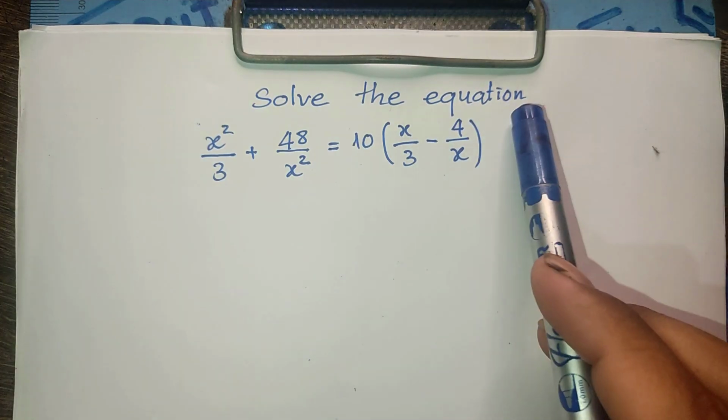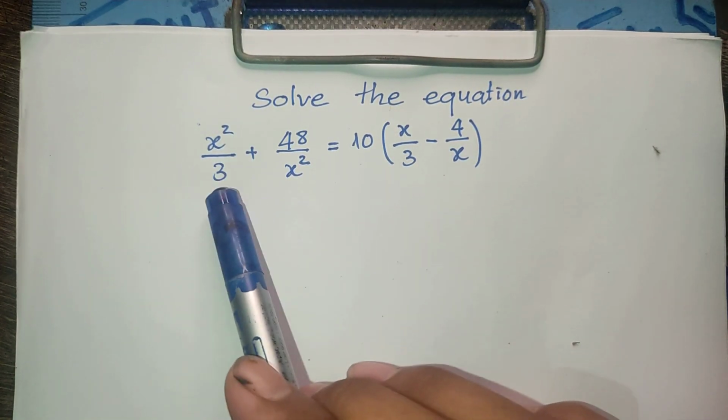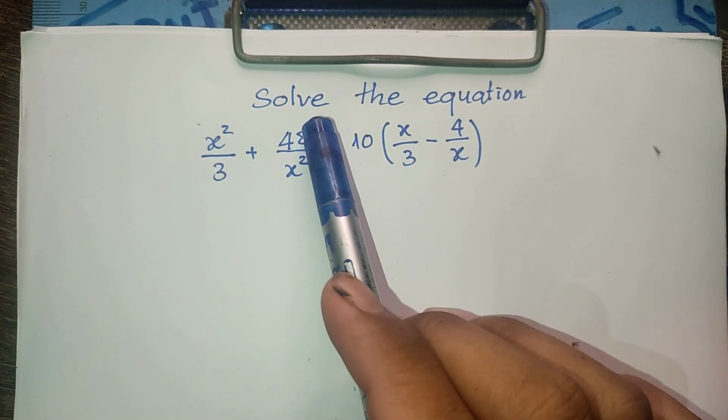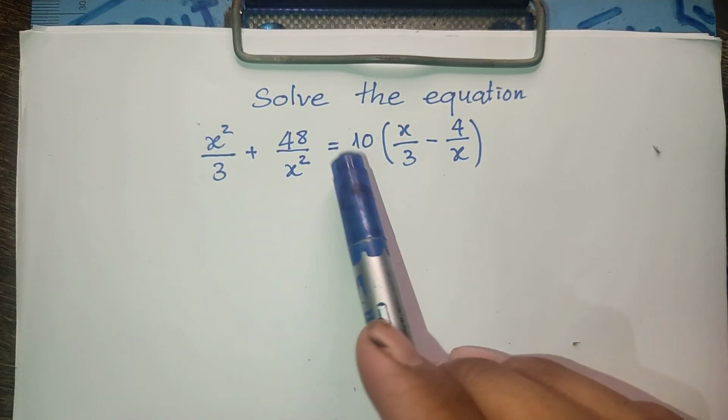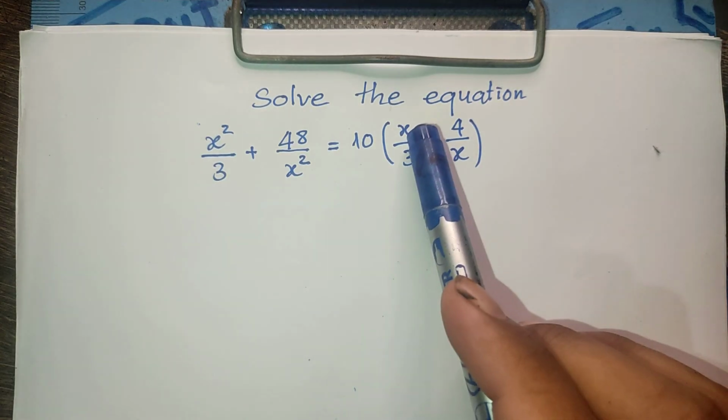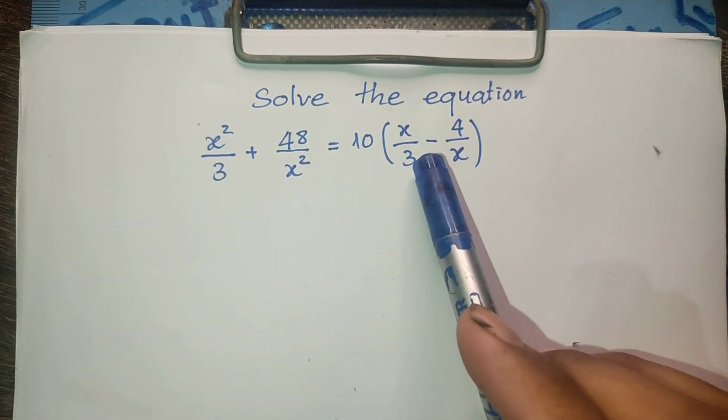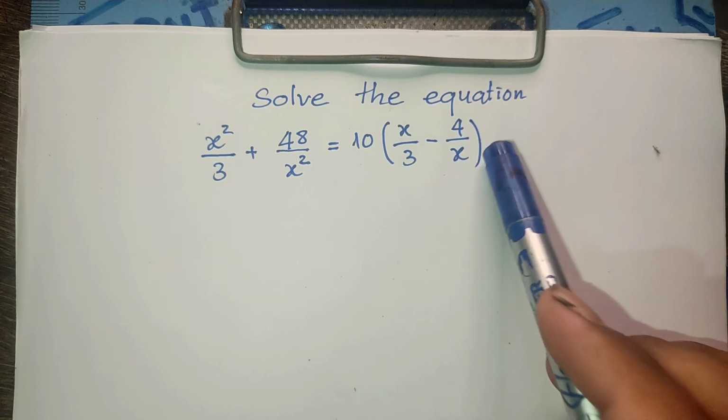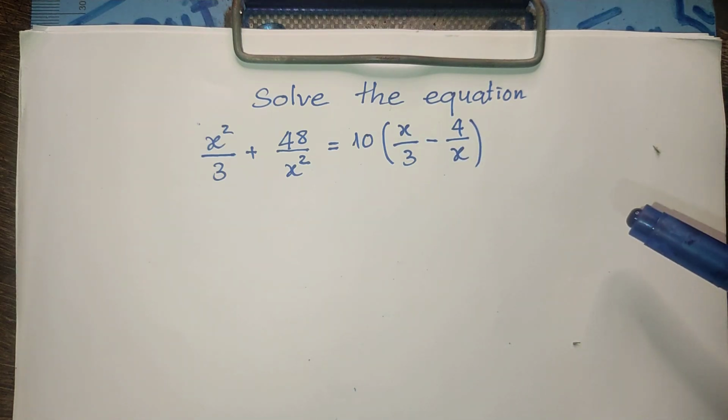Solve this equation: x squared divided by 3 plus 48 divided by x squared equals 10 times (x divided by 3 minus 4 divided by x). Do you know how to solve this? If you know, please do it.